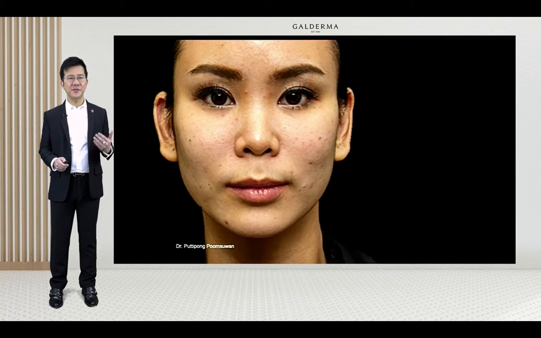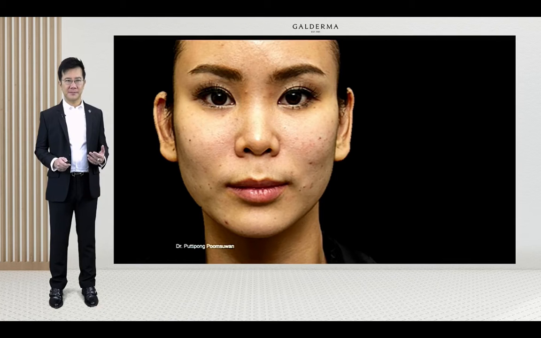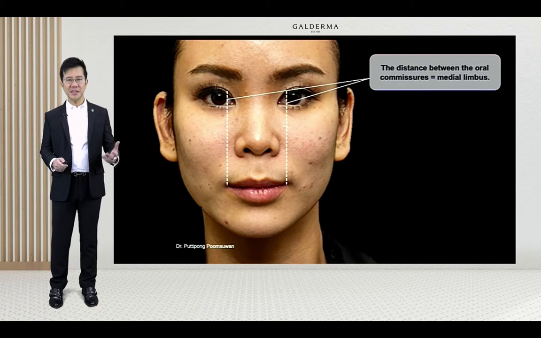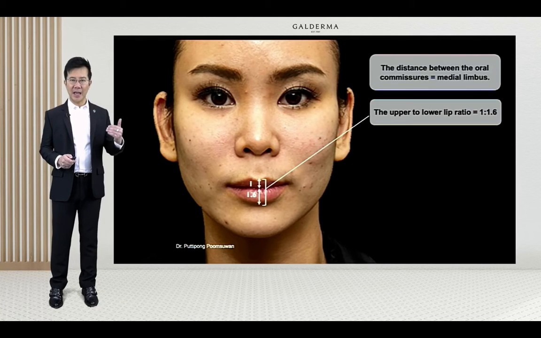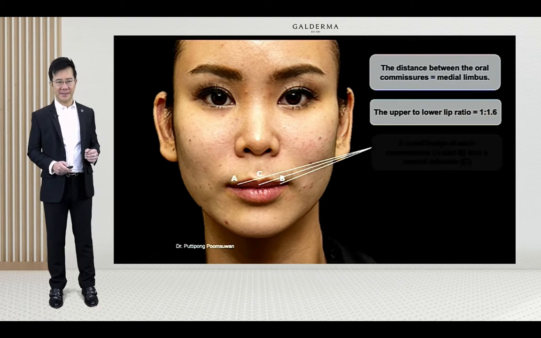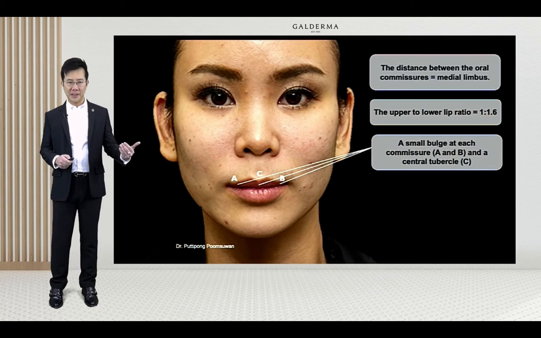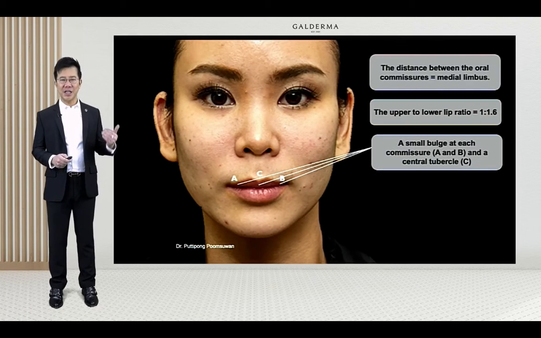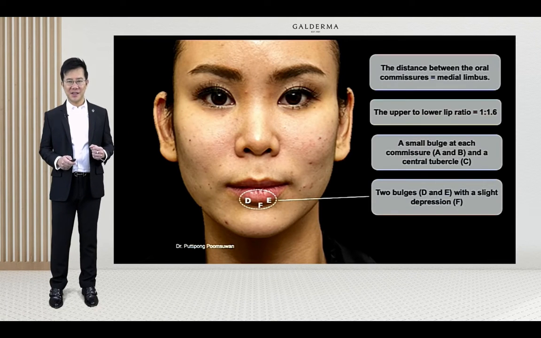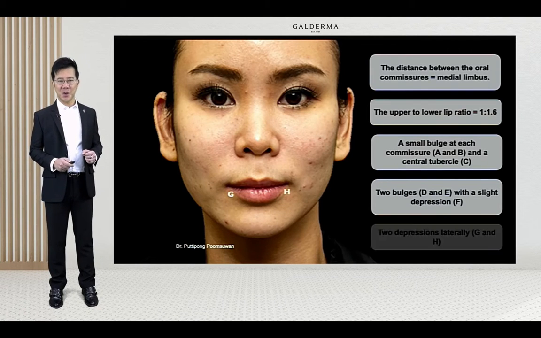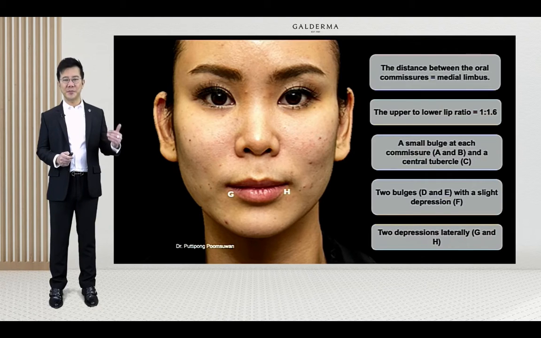What are the ideal features of the lips? First, the distance between the oral commissures should be equal to the medial limbus distance, and the upper to lower lip ratio is about 1 to 1.6. The upper lip has a small bulge at each side and a central tubercle. On the lower lip, there are two bulges medially with a slight depression in the middle, and two depressions laterally.